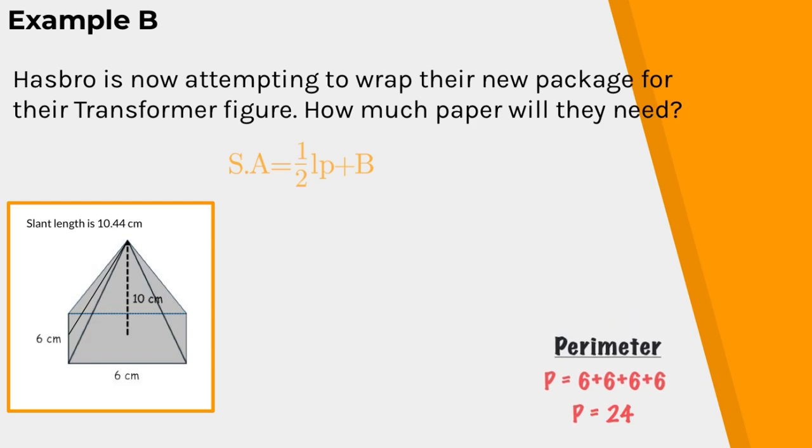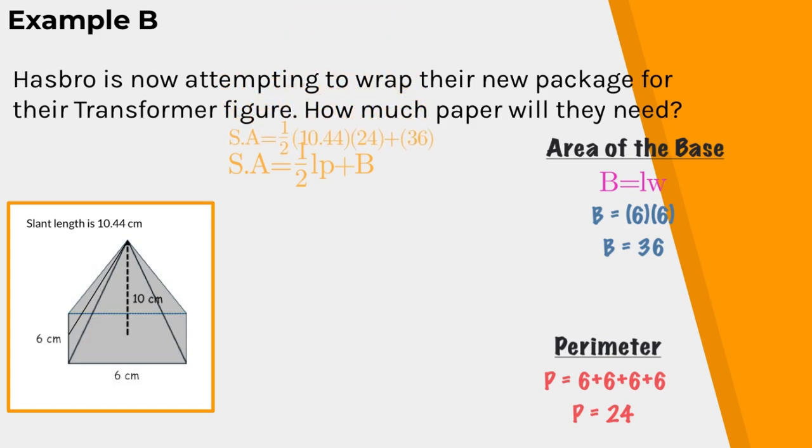Now we need to find the area of the base, and luckily we did that in our last problem. We've got the same shape here, so our area of the base is going to remain the same. We know our base is a rectangle or a square, so length times width is going to be our formula. 6 times 6 are the two sides, and 6 times 6 is going to be 36. So now that we have both the perimeter and the area of the base, we can put the information into our formula.